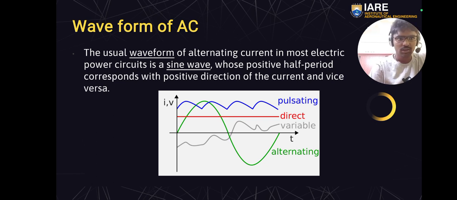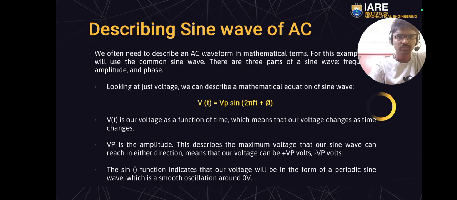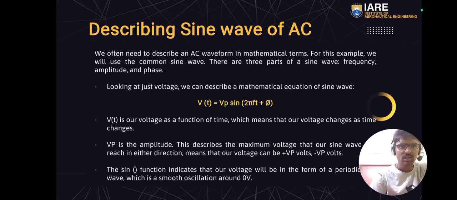So the usual alternating current in most powered electric circuits is a sine wave whose positive half period corresponds with the positive direction of current and vice versa. So we can see pulsating current at the positive end, and direct current moving constantly, whereas alternating current is in the form of a sine wave, varying with time, irrespective of direct current and pulsating current, which is at the positive end.